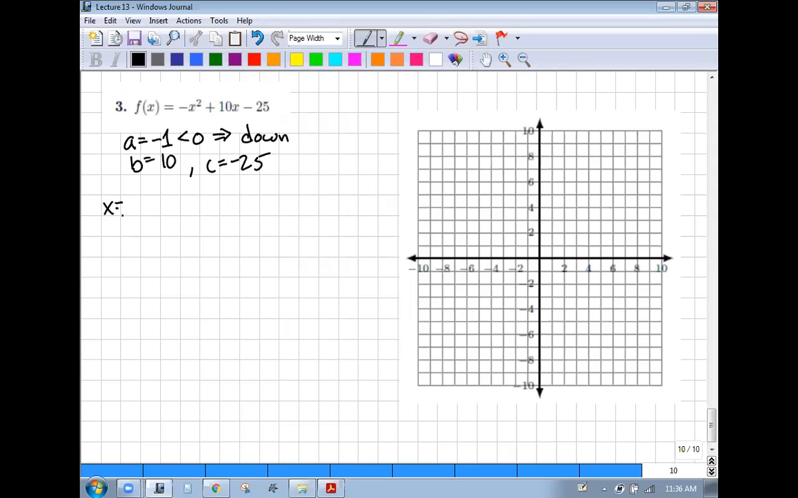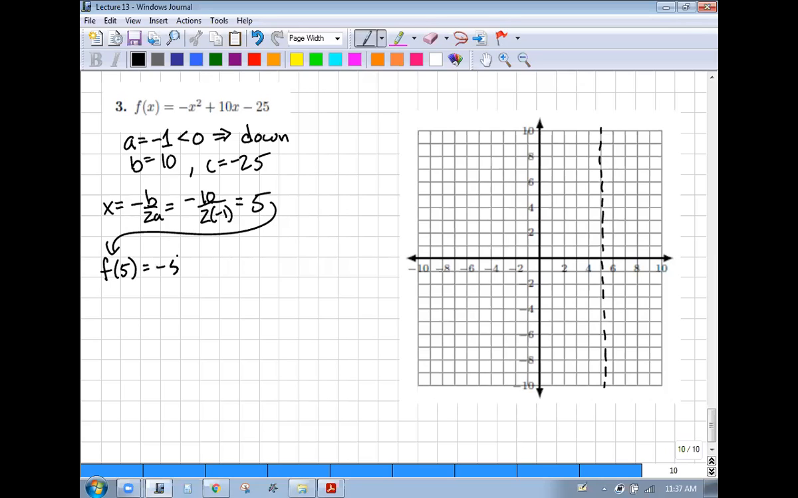So the x value of our vertex is -b/2a. See, B is 10, A is -1. So the minuses cancel, and 10/2 is 5. So over here at x equals 5, there's our axis of symmetry. I know the vertex is on that line somewhere. To find the y value, I just plug this into my function.